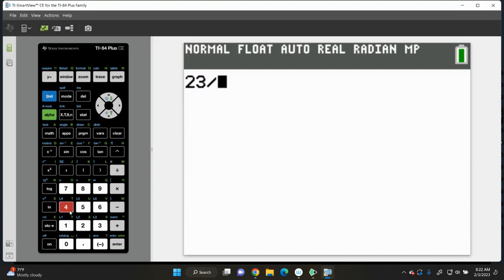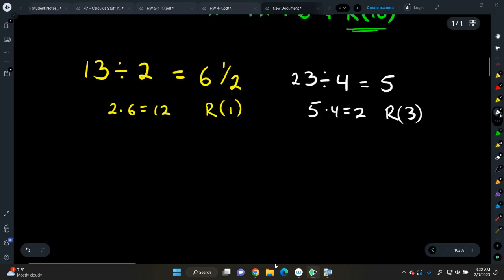23 divided by 4. How could I put that as a fraction? 3/4. Right, 3/4. Okay, looking at these two problems, can you tell me in general how we write our answers using a fraction?